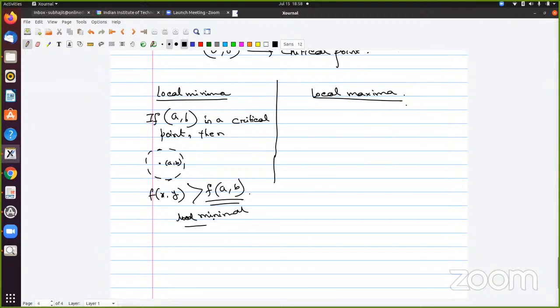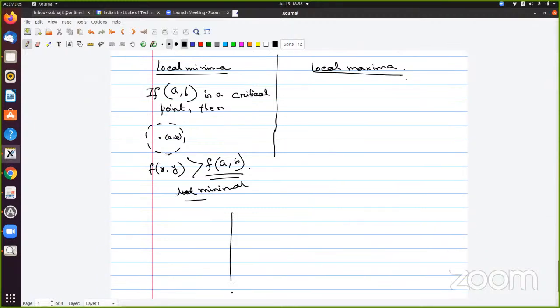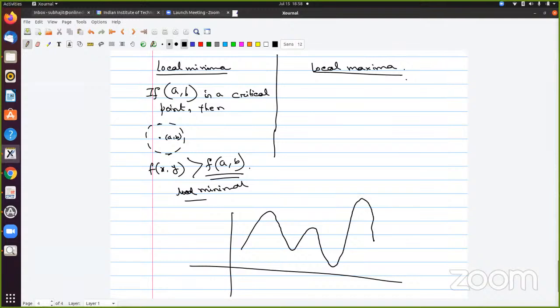So let me recall that. Suppose I have a function like this. So this point, will this be a local minima? Yes, this will be a local minima, but is it a global minima? No, because there are some points where the functional value is less, right?